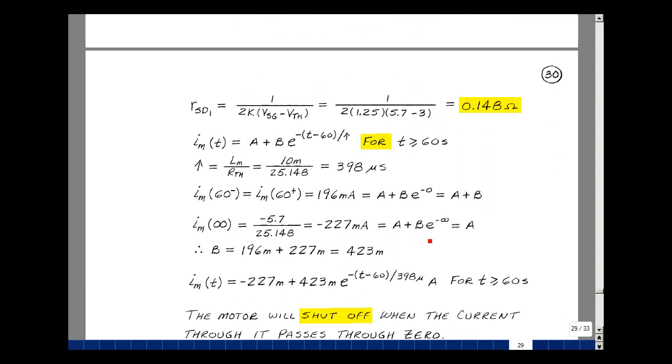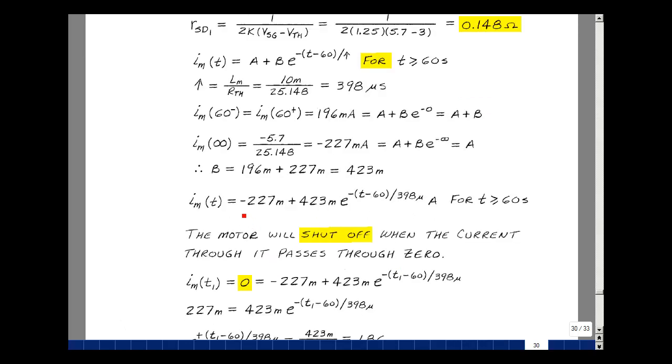That's going to be A plus B times e to the minus infinity, or just A. B is equal to 196 minus A, which was in minus numbers, plus 227 milli. We get 423 milliamps. My equation becomes A plus B times e to the minus t minus 60 seconds over tau, and that equation is valid for t greater than 60 seconds.